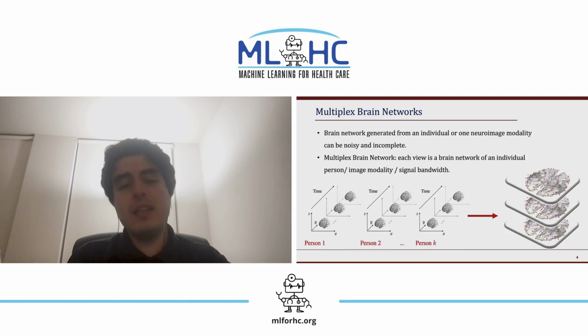However, one of the main limitations of most existing studies is that they use a single modality of neuroimaging data or neuroimaging data of an individual person. The main reason for that is a brain network generated from an individual or a single neuroimaging modality can be noisy, incomplete, or even irrelevant to the disease that we want to study. To this end, we suggest using multiplex brain networks, where each view of the graph shows a brain network of an individual person, imaging modality, or signal bandwidth.